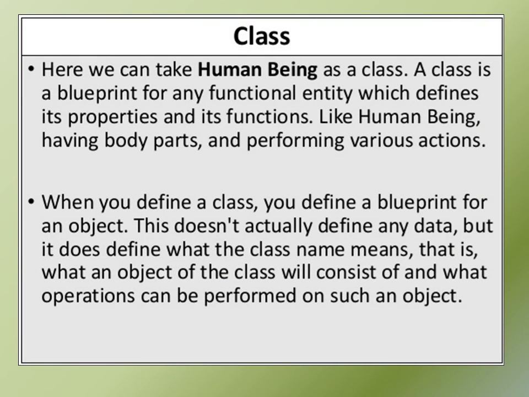First, class. Here we can take human being as a class. A class is a blueprint for any functional entity which defines its properties and its functions, like a human being having body parts and performing various actions. When we define a class, we define a blueprint for an object. This doesn't actually define any data, but it does define what the class name means, that is, what an object of the class will consist of and what operations can be performed on such an object. So this is just an introduction of the class. Afterwards we are going to see in detail what a class is.